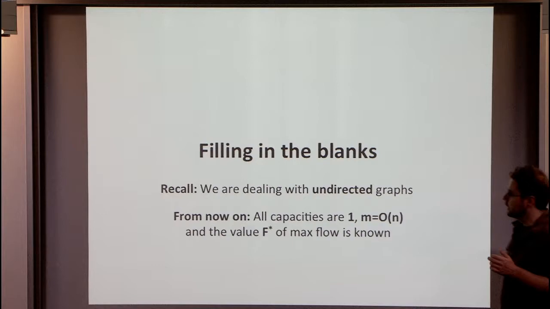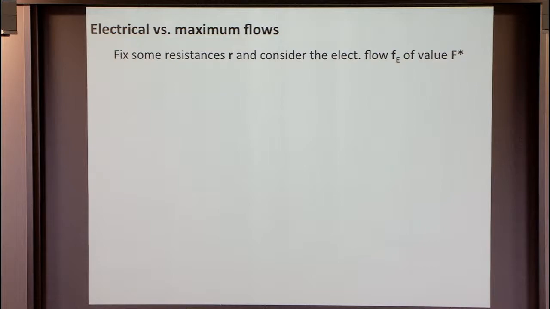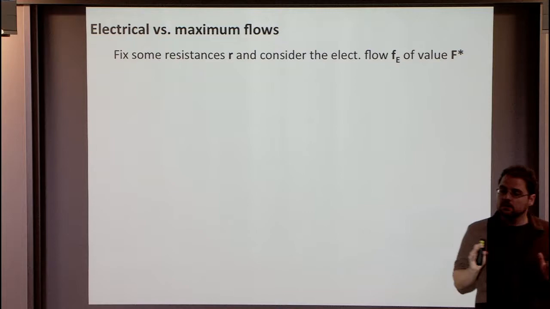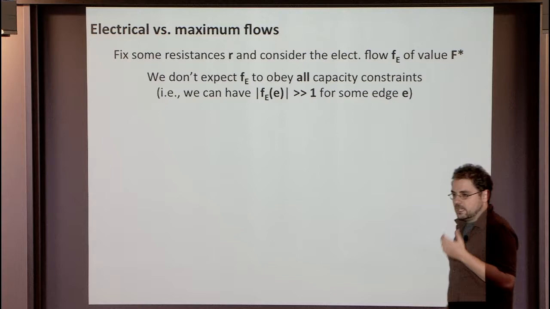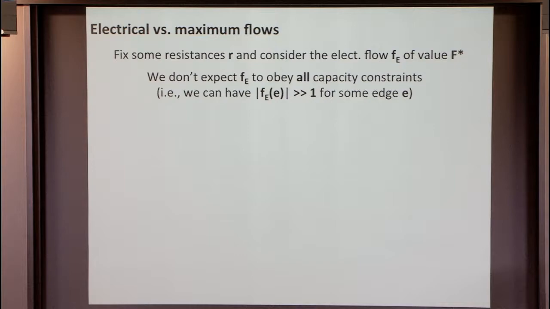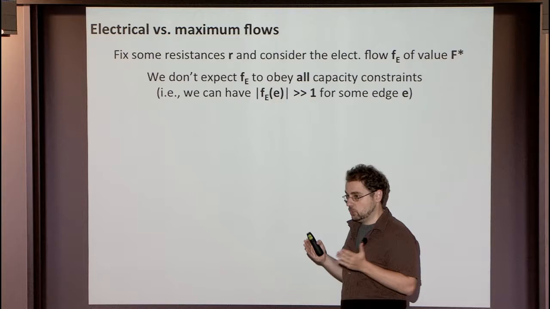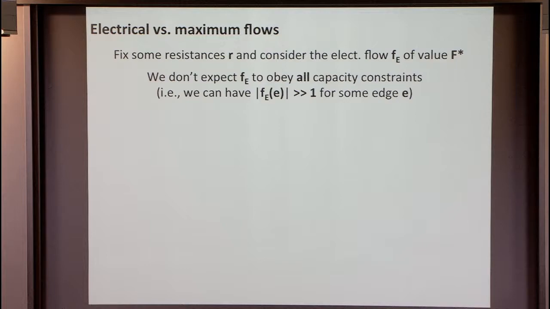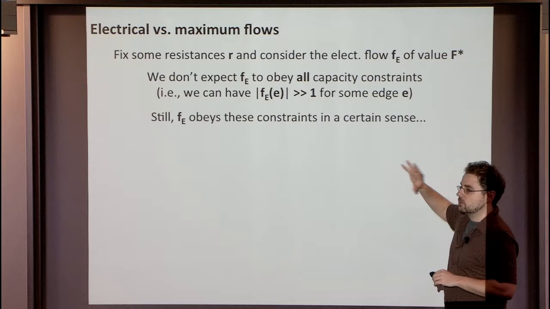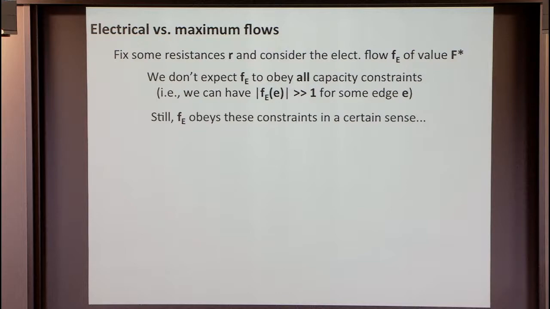The point of start here is the following interesting observation. If I fix some resistances R in my graph and compute this electrical flow of value F star, then clearly I don't expect this electrical flow to obey all the capacity constraints. I really expect that for at least one edge, the flow will be much bigger than 1, which is the capacity. However, even though the electrical flow will violate some capacity constraints, it still preserves them in a much weaker sense, but still in some important sense.